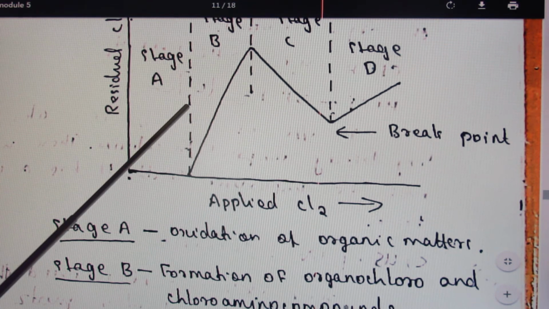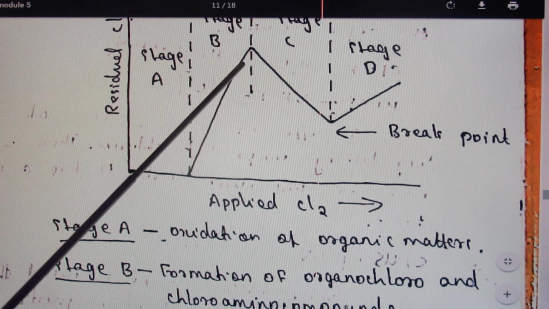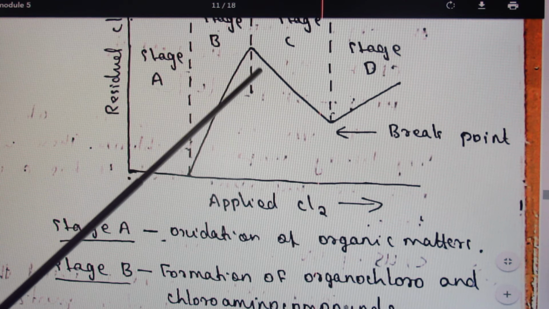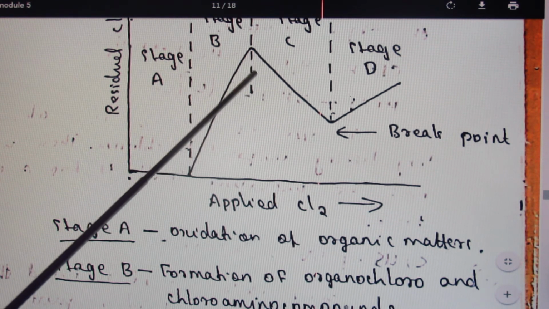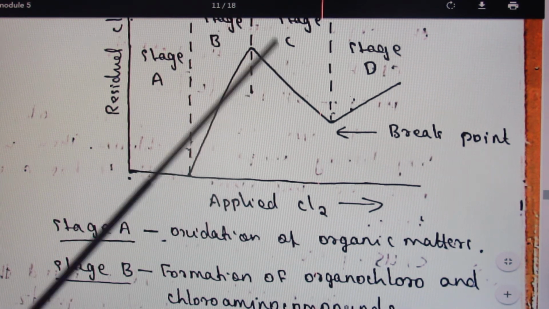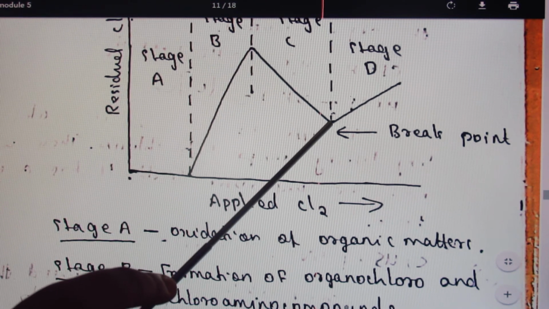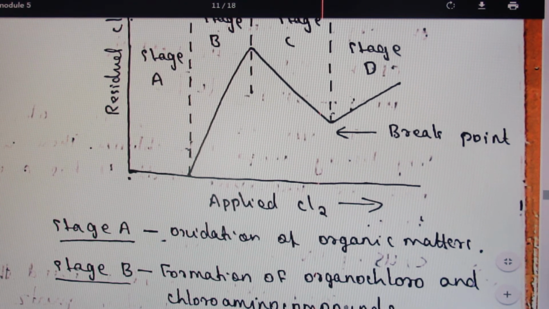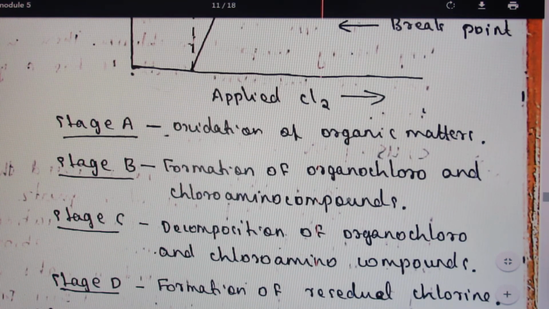So stage A, oxidation of organic matter. In stage B, formation of chloroamino and chloroorganic compounds. And in stage C, their decomposition occurs. And in stage D, free residual chlorine begins to appear. So it is denoted as the breakpoint chlorination.